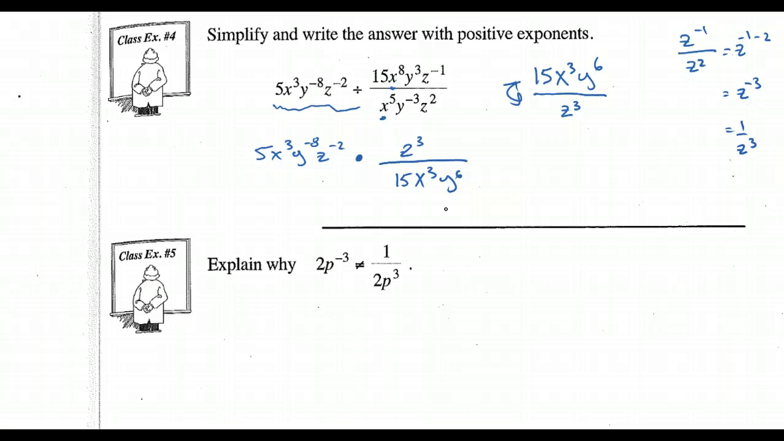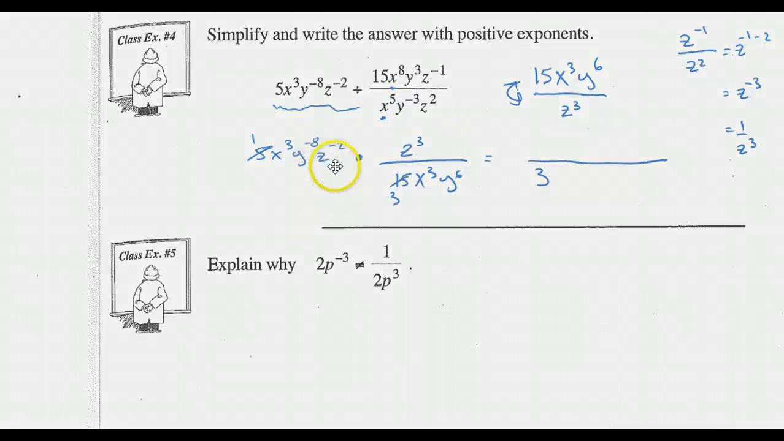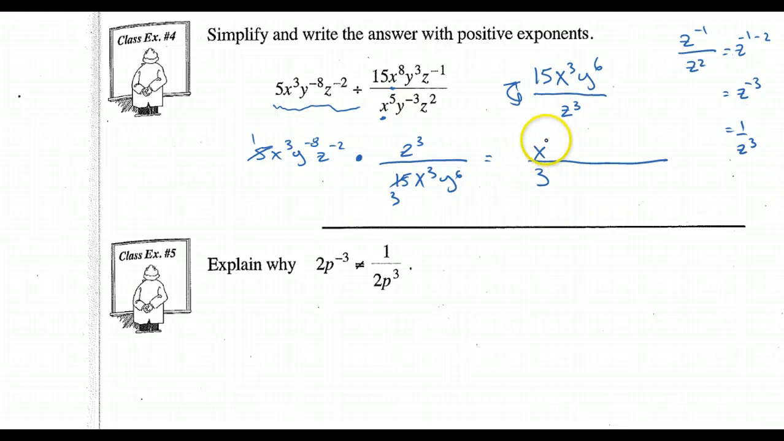All right. First, I'm going to do my coefficients. So let me write a big fraction here. 5 on top and 15 on the bottom. That simplifies to 1 over 3. That becomes a 1, that becomes a 3. Now let me do my x's first. I have x to the 3 on top and x to the 3 on the bottom, so I'm dividing 3 minus 3. That looks like it's going to get rid of my x's.